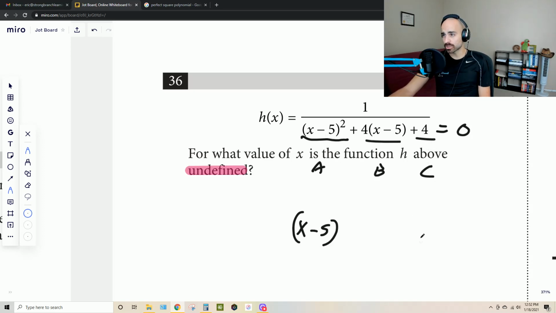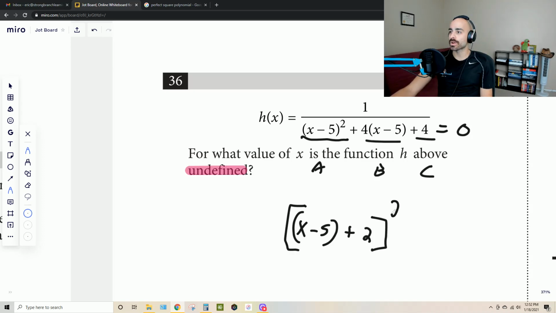Then our c term, which is 4, would be 2. So if we combine those together, we have the beginnings of what can prove to be a perfect square, because if we were to square this, we would end up right back at a plus b plus c, this original equation. Well, this isn't even simplified yet. If we remove these parentheses, we have x minus 5 plus 2, which means that x minus 3 squared equals 0.